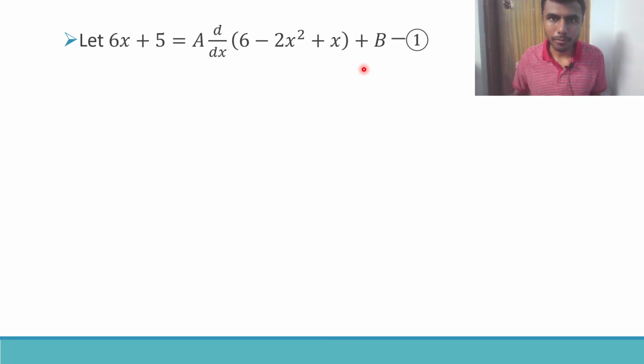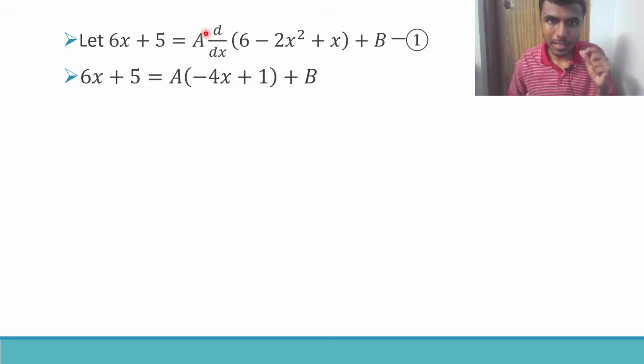Now what would we get by writing this? You will understand as we proceed why we are doing this. Now the derivative of 6 is a constant, so its derivative is 0. Derivative of minus 2x square: minus 2 is a constant, and the derivative of x square is 2x, so minus 2 into 2x would be minus 4x, so I'd get a into minus 4x. And the derivative of x is nothing but 1, so that's why I have plus 1 here, and then plus b. Just mark it as 1 because we are going to use it a bit later.